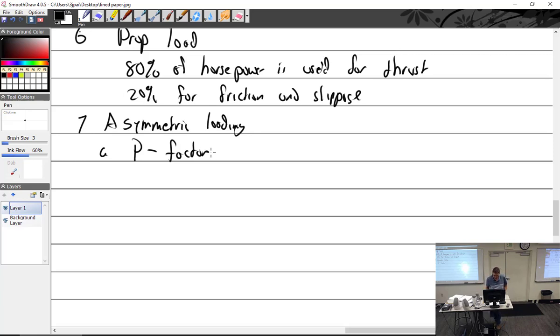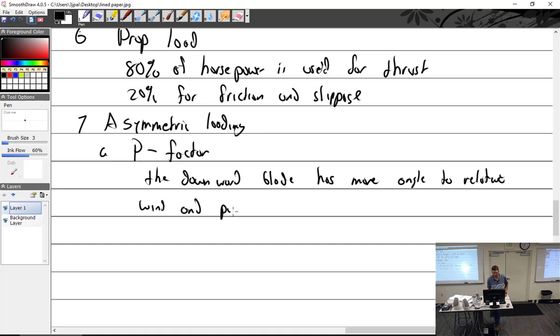So, let me see. P factor, let's say the downward blade has more pitch or angle to relative wind, and pulls the aircraft to the left.